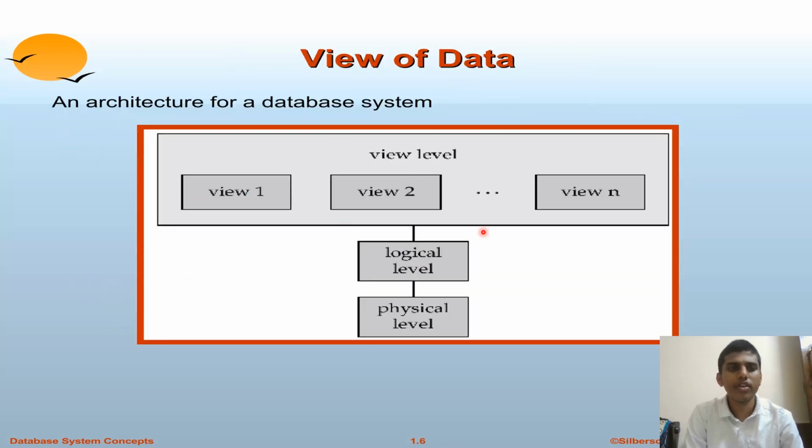This is the view of data, an architecture of the database system. This is the view level of the data and this is the architecture diagram of the database system. View level: view 1, view 2, view n. Then the logical level and the physical level. So there are three levels: physical level, logical level, then the view level.